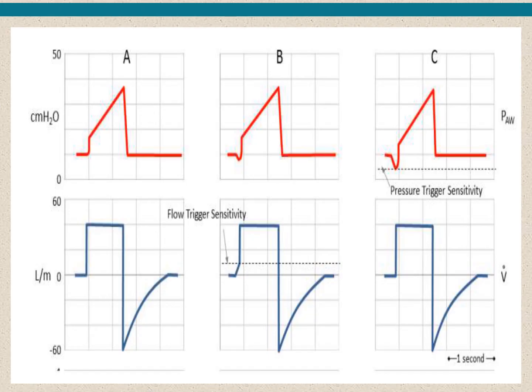In this figure, we see the pressure tracing in the upper part and the flow tracing in the lower part. In the upper part, we can see the pressure triggering by a negative deflection before initiating inspiration. In the lower part, we see the flow triggering by declining flow in the flow diagram.